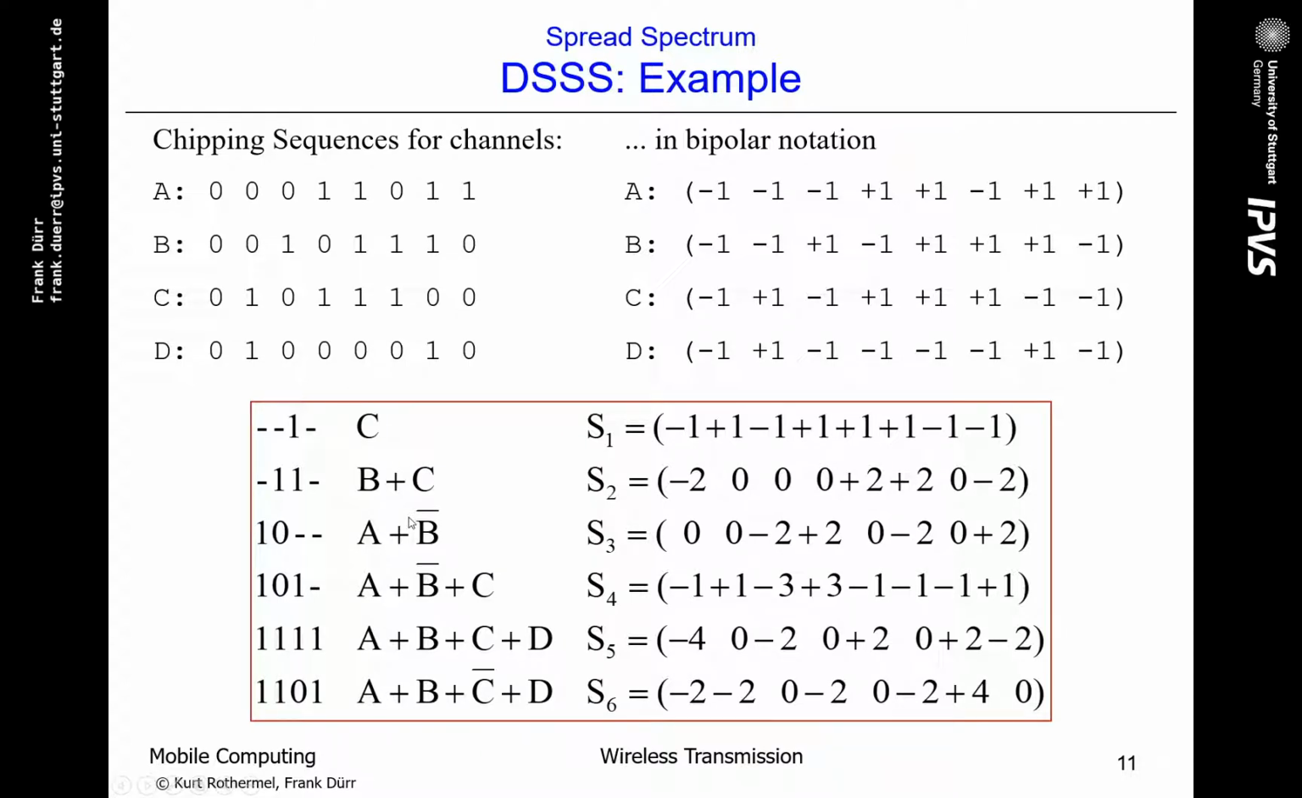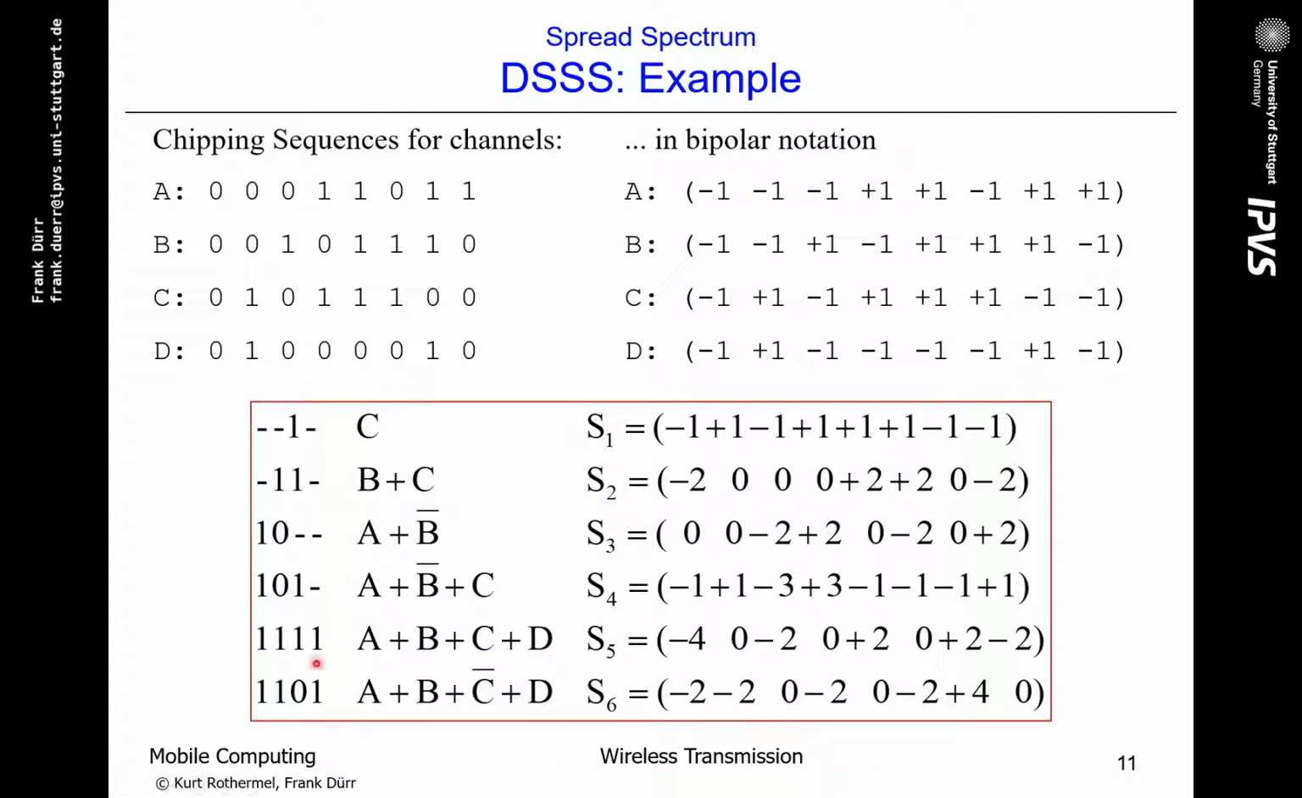Then we have different other scenarios. A is active, sending a 1 bit, and B is active, sending a 0 bit. Then we would have the signal of the chipping sequence of A and the inverse of the chipping sequence of B. So we have to invert that. This -1 becomes a 1. So we have 1 plus -1, that should be 0 then. So here we have the 0, okay? Here C and D are silent, so we don't need to consider them.